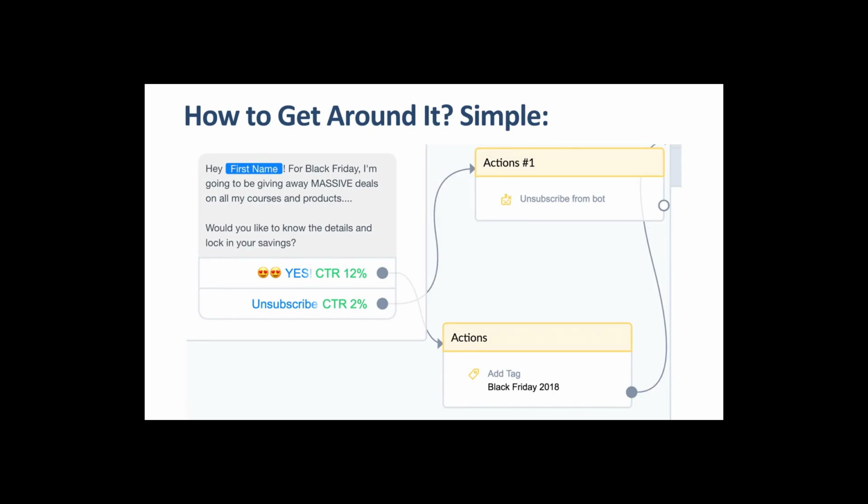Very simply, we send them a first bot message that says, "Hi there, first name. For our Black Friday deal, we're going to be giving away massive deals on all of my courses and products. Would you like to know the details and lock in your savings?" You can see most of the people clicked yes. So now we can go and send them some more information about the Black Friday sale that we're having.